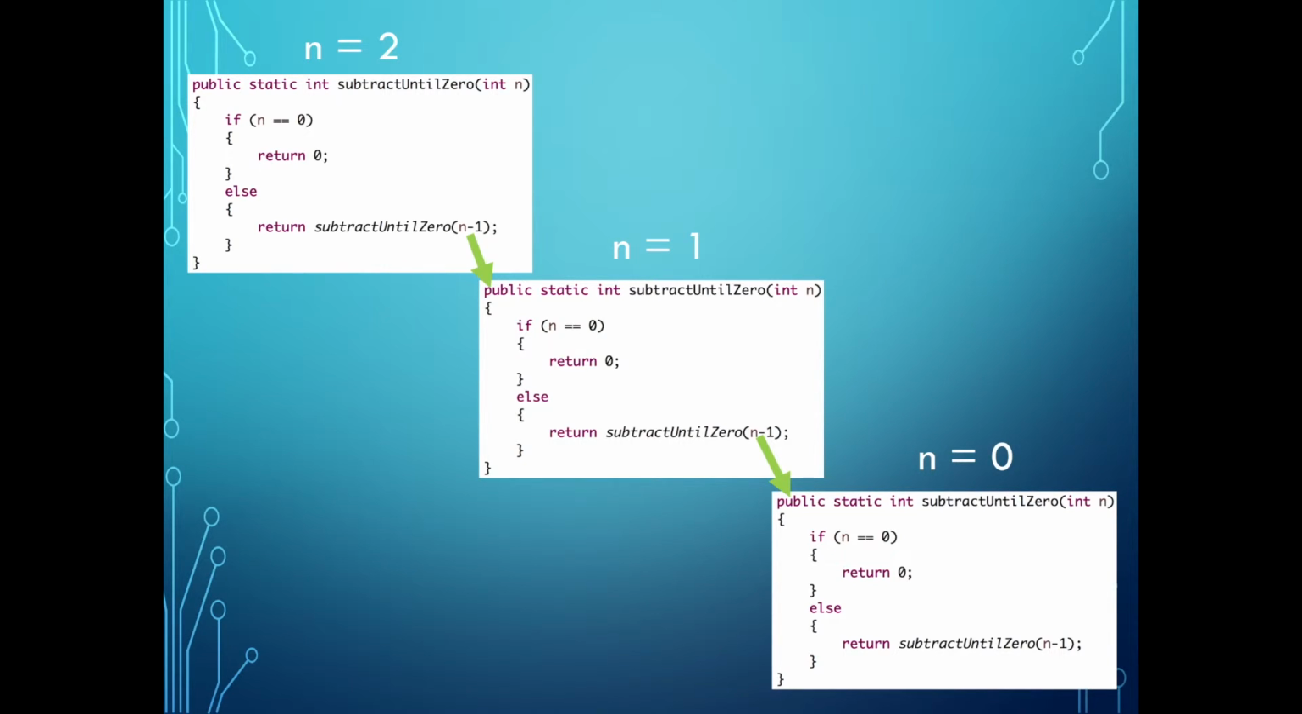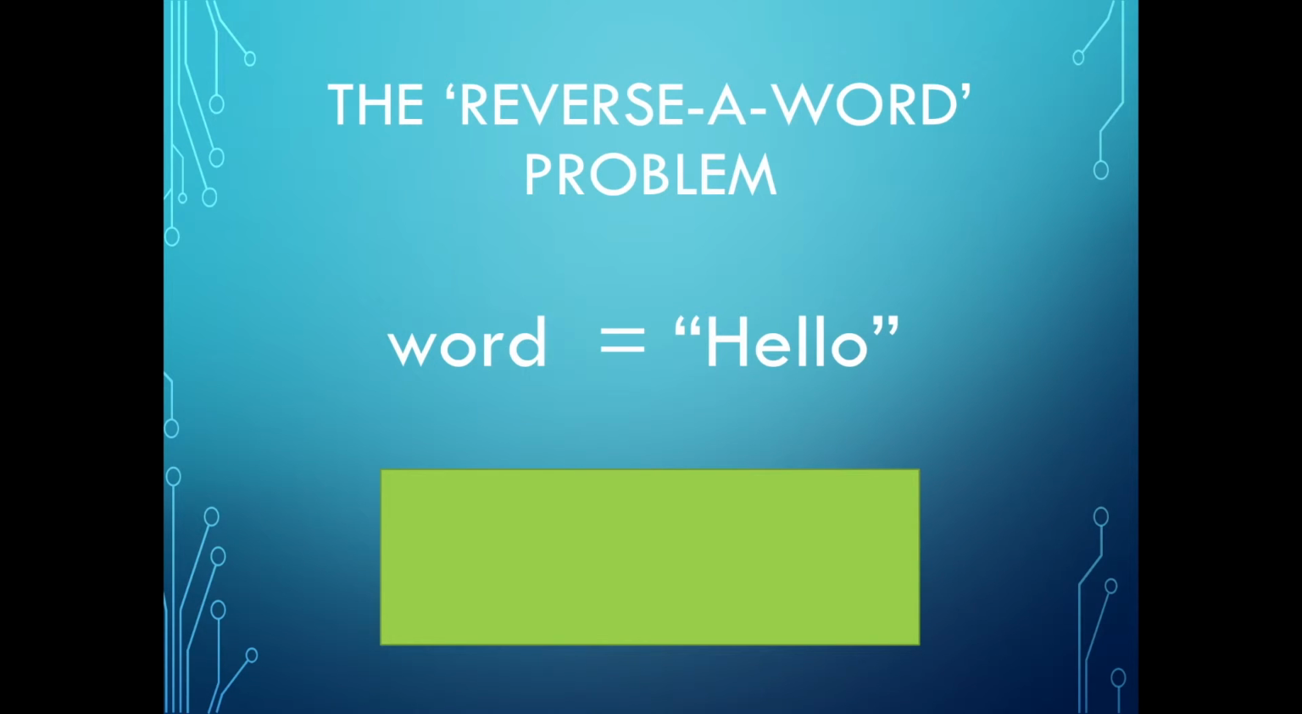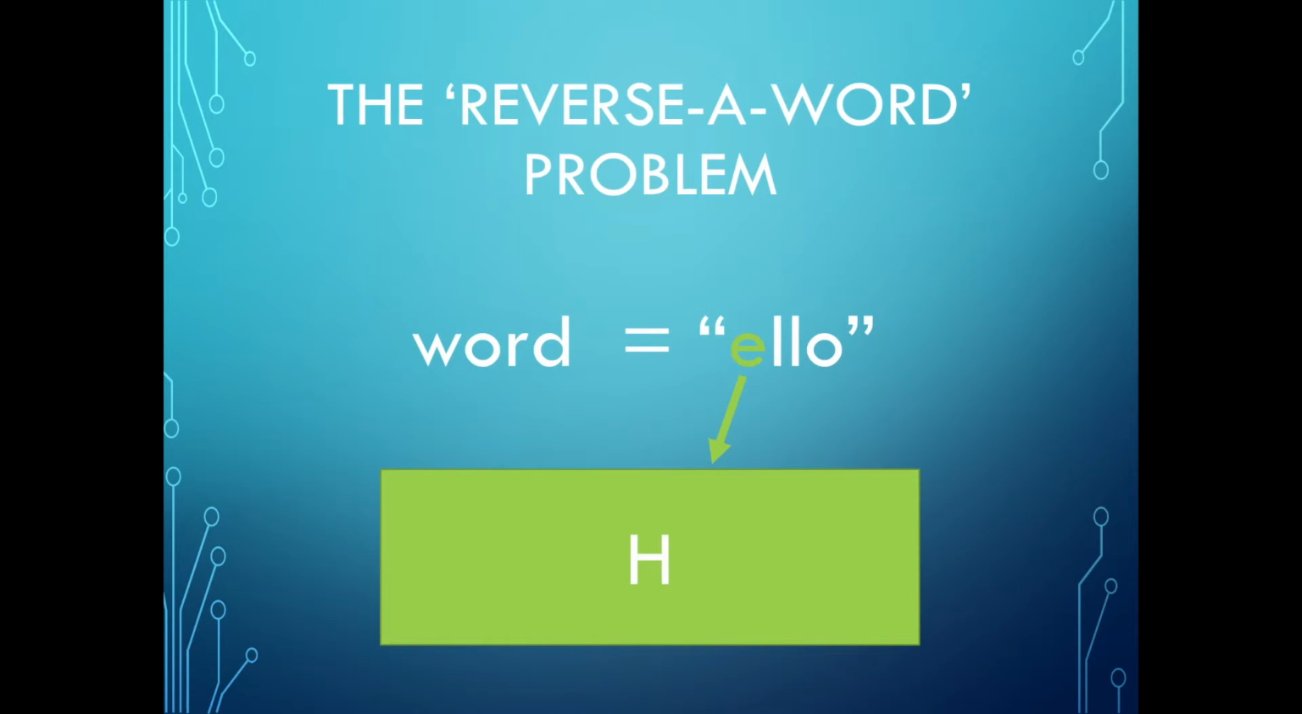Let's look at another, more complicated example that actually does something. This is where we come to the reverse a word problem. Supposing we took the word hello and wanted to reverse it. Firstly, we remove and store the first letter, H. We are now left with E-L-L-O. Then, if we take off the first letter again, we leave L-L-O in word.